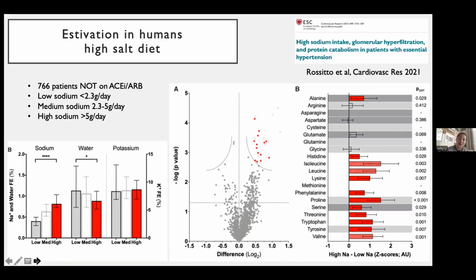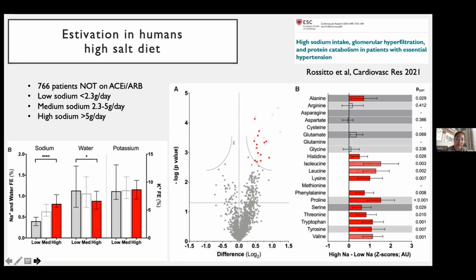And what they showed on the leftmost graph here is that the higher the salt load, the more sodium excretion by the FeNa. But then those high salt diet folks will also excrete less water, while the potassium, which I'm interpreting as a control, the potassium excretion is the same.